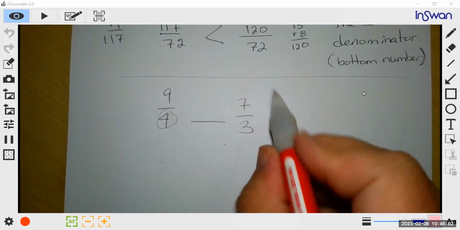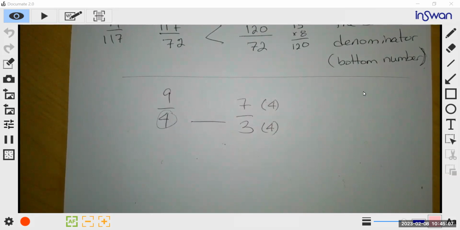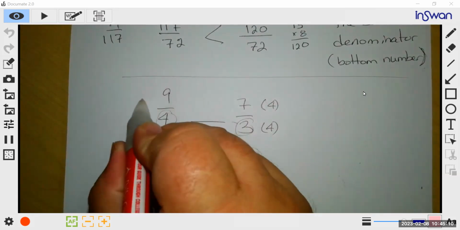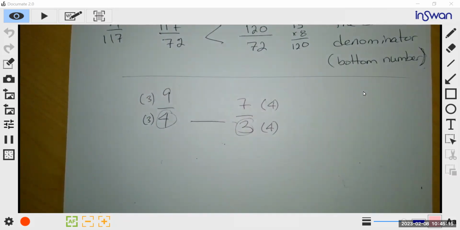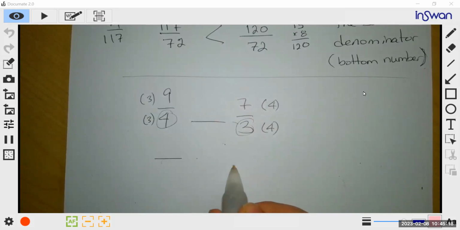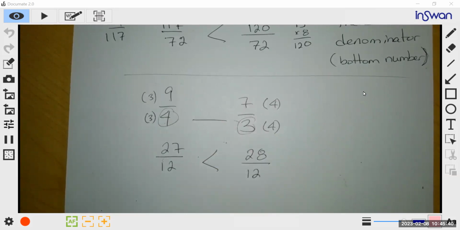So I take this denominator and multiply it to top and bottom here. I take this denominator and multiply it to the top and bottom here. Three times 4 is 12. 3 times 4 is 12. So we have a common denominator. On top, 9 times 3 is 27. 7 times 4 is 28. Is it less than or greater than? Right.